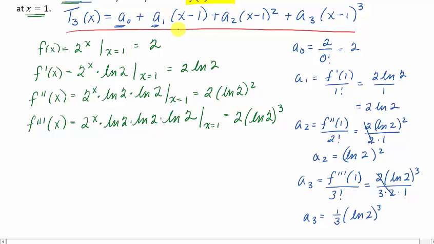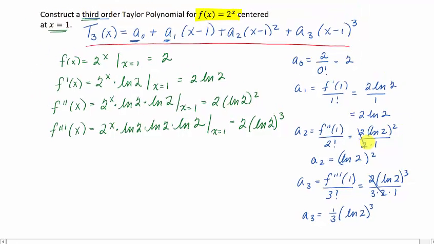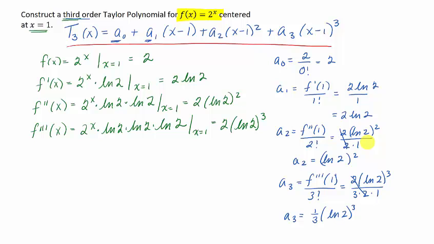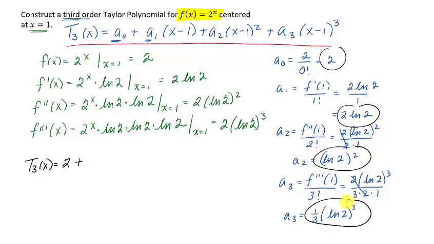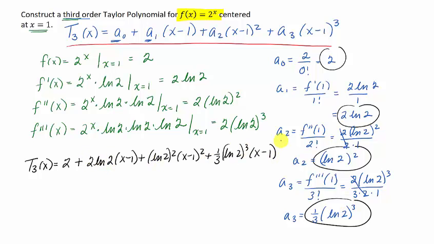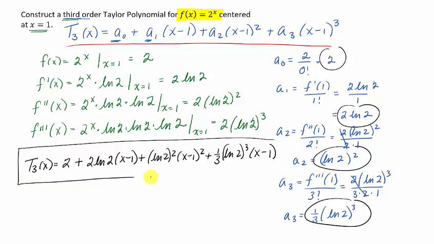And now that I have all of my coefficients, I can go ahead and put my Taylor polynomial together. So let's go ahead and write our Taylor polynomial. T sub 3 of x is going to equal a naught, which is 2, plus, and I'm going to put the rest together for us here, just grabbing these coefficients that I figured out over here. All right, here we go. All right, so there we have our Taylor polynomial, and don't forget your exponent on that last x minus 1 quantity cubed.